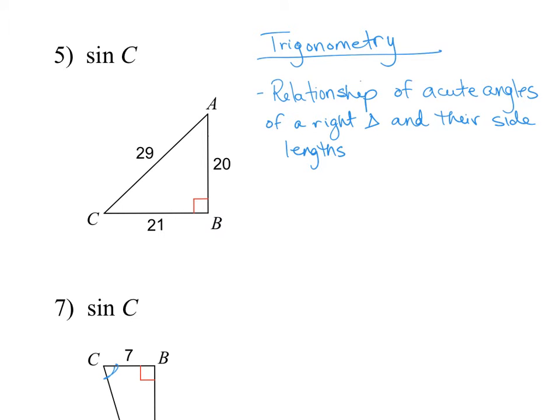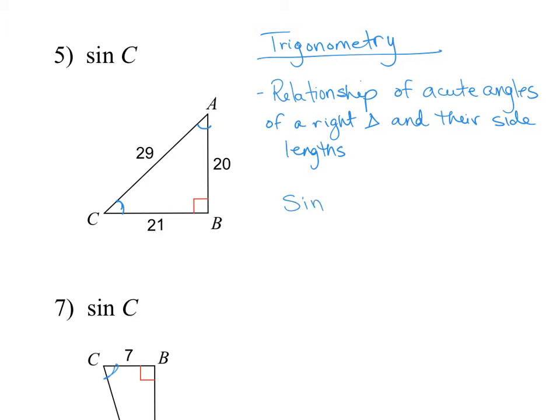We begin trigonometry. What we're looking at is the relationship of the acute angles of a right triangle and the ratio of their side lengths. For every acute angle in a right triangle, so those are the two smaller angles in the right triangle, there is a specific value for the side lengths that create that angle. And we define those ratios with three functions.